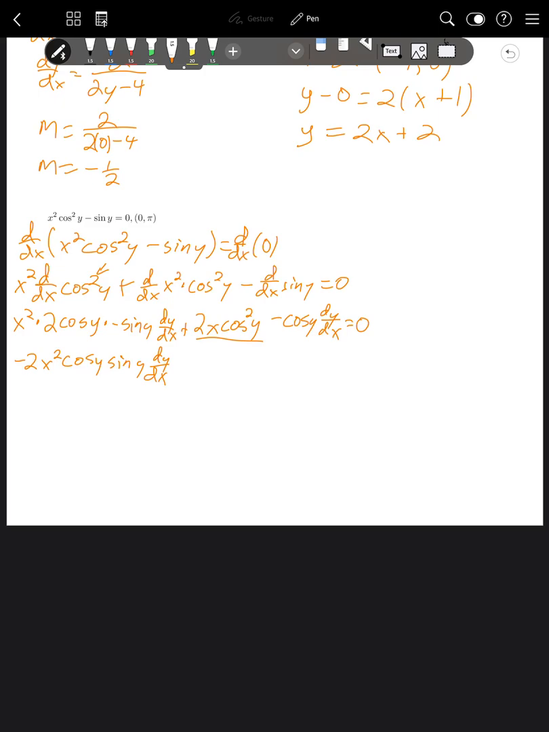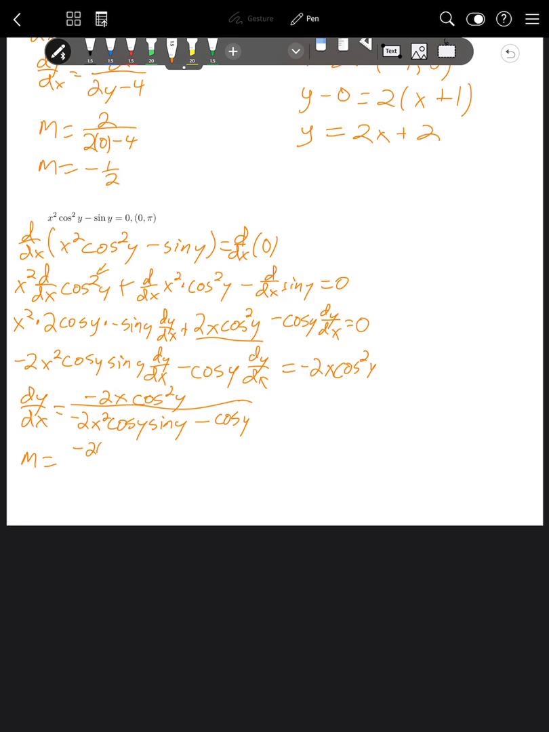So now we're just going to move this piece to the other side. And now we can factor out the dy dx and divide. So this will end up being dy dx equals negative 2x cosine squared y over negative 2x squared cosine y sine y minus cosine y. Okay. And now we just plug in 0 and pi, and that'll give us our slope.